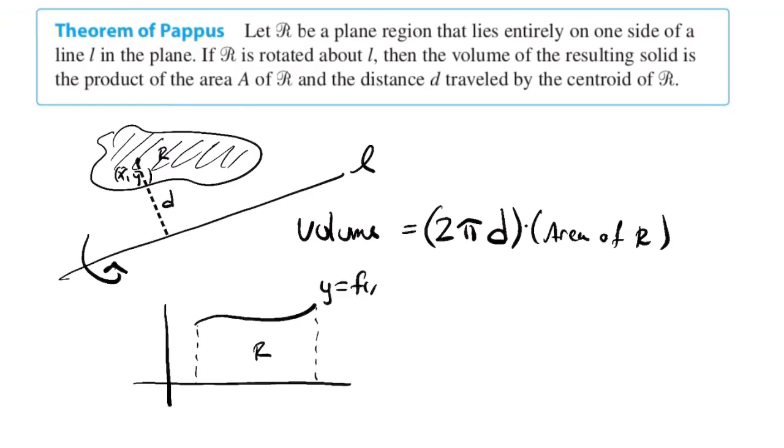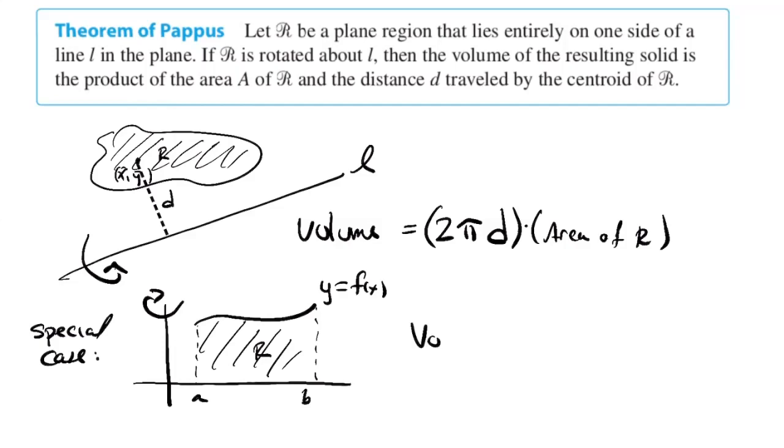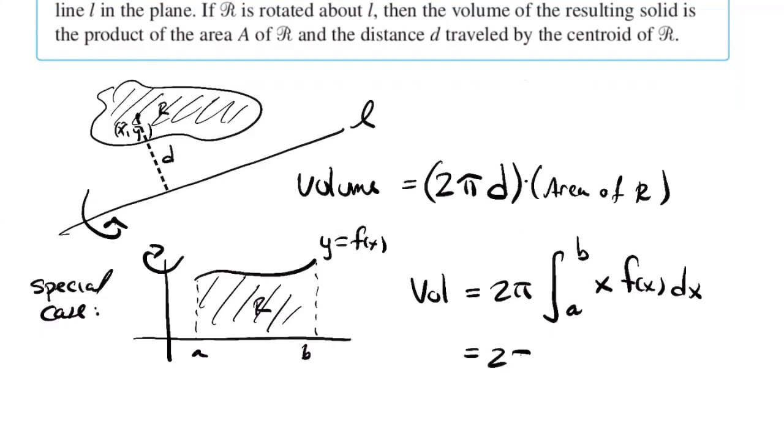So suppose that R is some region between a and b under the graph of f of x, and I want to rotate this thing, say, around the y-axis. Special case, but still. Well, the shell formula says that the volume would be 2 pi times the integral from a to b of x f of x dx. But that integral of x f of x dx is exactly the moment about the y-axis. So that's 2 pi times the moment about the y-axis.